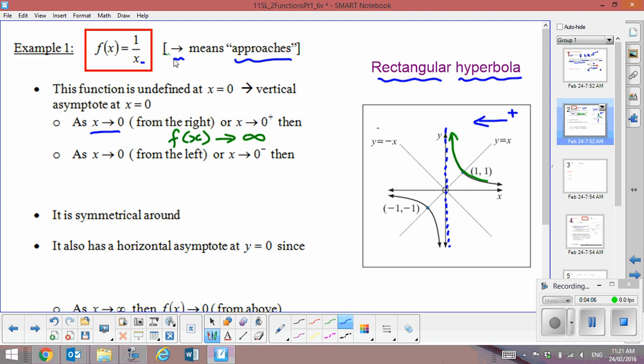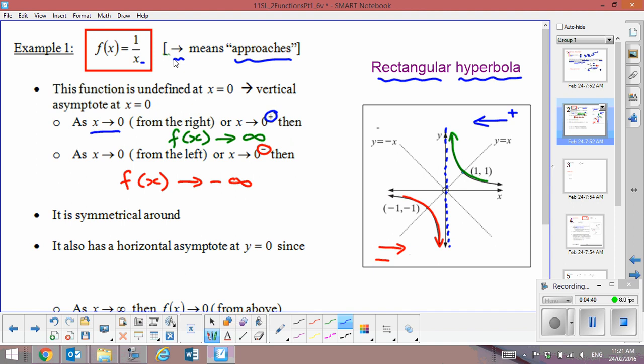As x approaches 0 from the left, what's happening? Our function's getting smaller and smaller, more and more negative. So the value of the function is approaching negative infinity. If we're coming in from the positive, we use that little positive sign above the 0. If we're coming in from the negative end, we use the little negative sign above the 0.